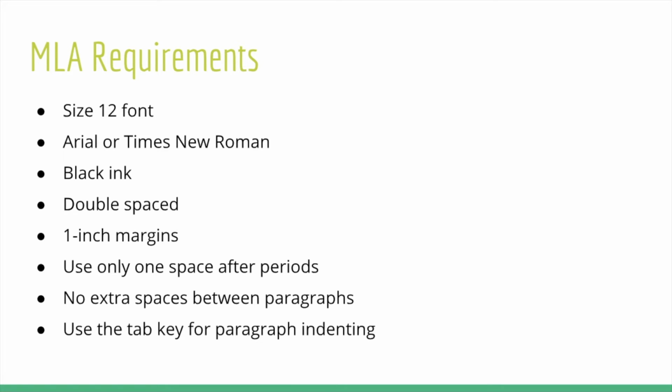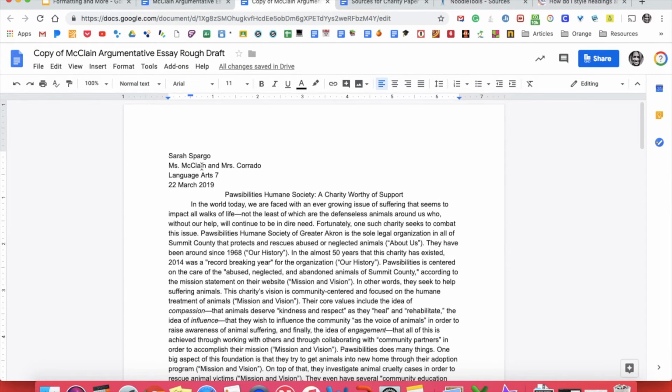Use only one space after periods. Some people are taught after every sentence ends to hit the spacebar twice. And in MLA style, that's incorrect. Only one space after sentences. You also cannot have extra spaces between paragraphs. Again, we'll demonstrate that in a moment. Lastly, you need to make sure that you've used the Tab key for paragraph indenting rather than hitting the spacebar 5 or 6 times. So I'm going to demonstrate how to make some of those changes.